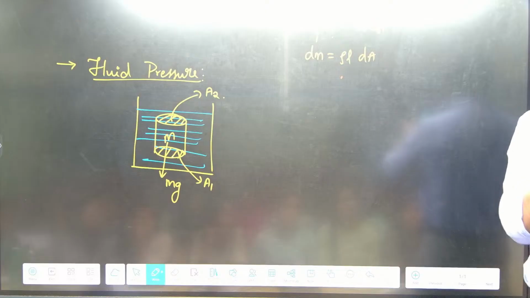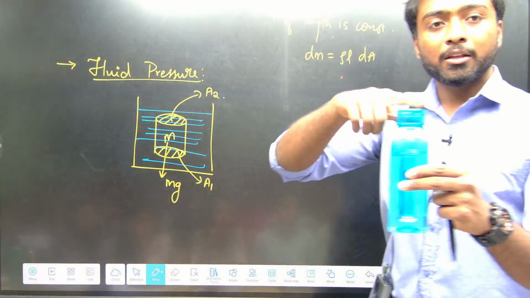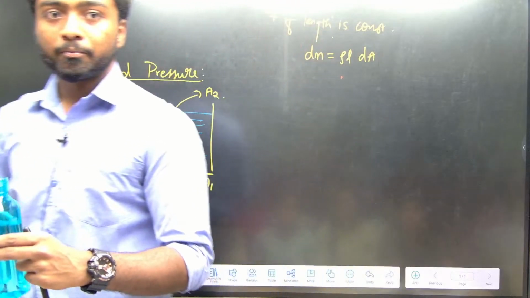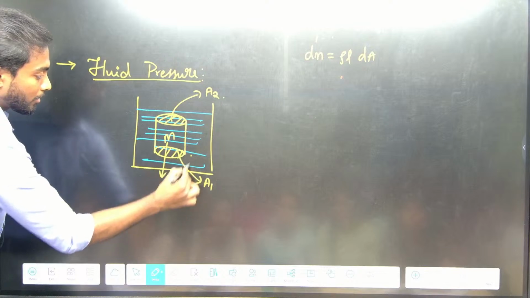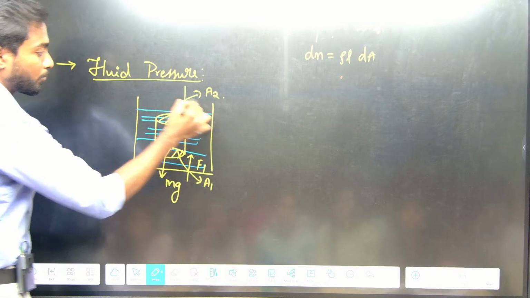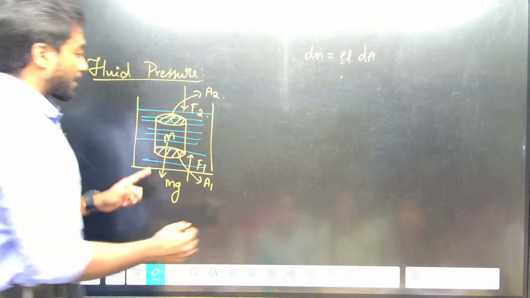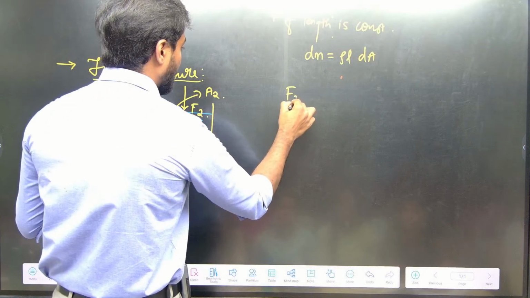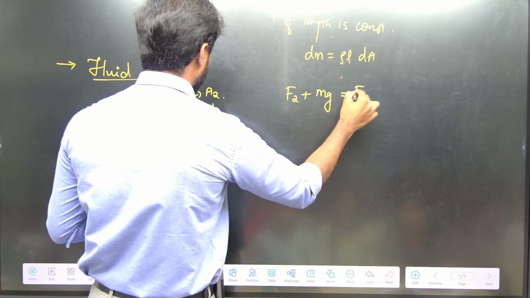If I keep it in the water, what happens? It will try to oppose it, and on the top surface it will try to push it down, right? So can I say two forces are acting? One will be the upward force, that is F1, and the downward force F2. Correct? Any doubt here? So can I write the equation F2 plus mg equals F1?